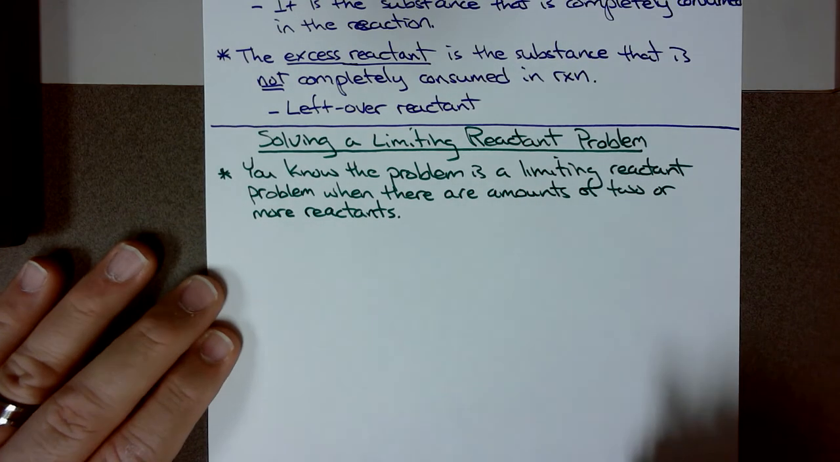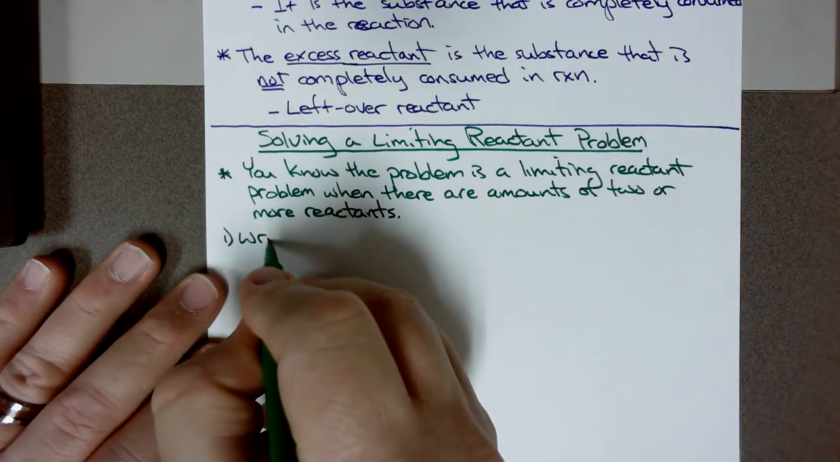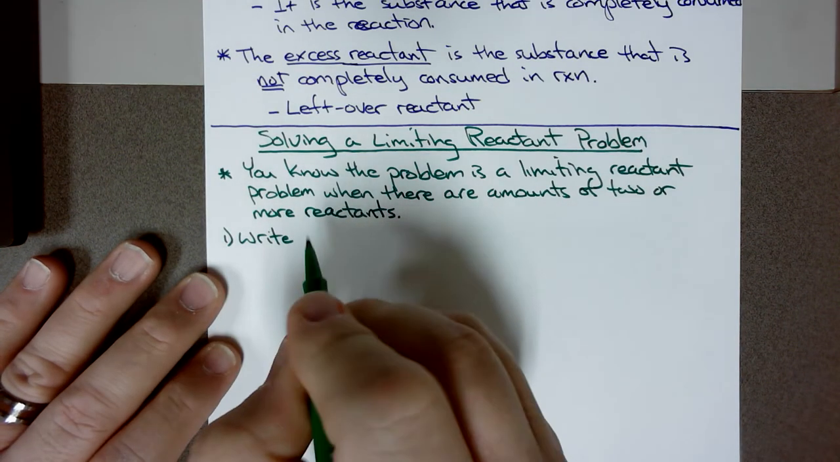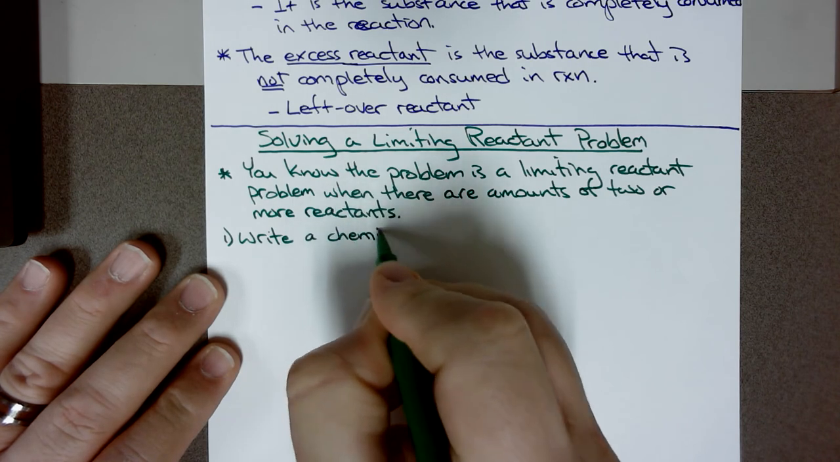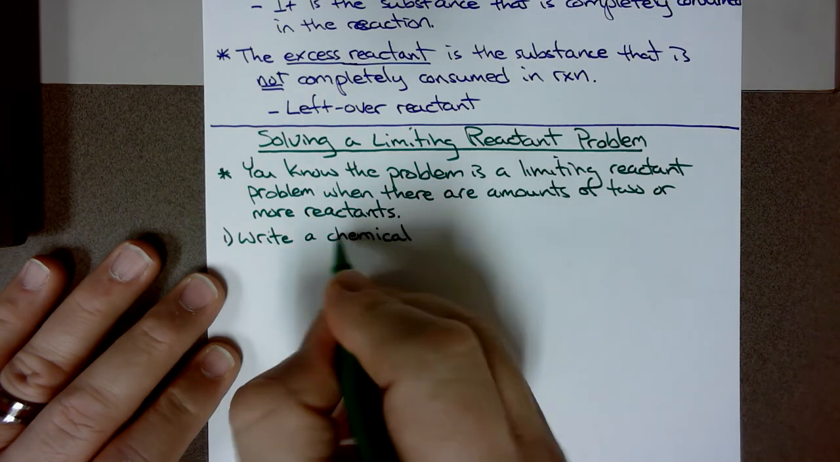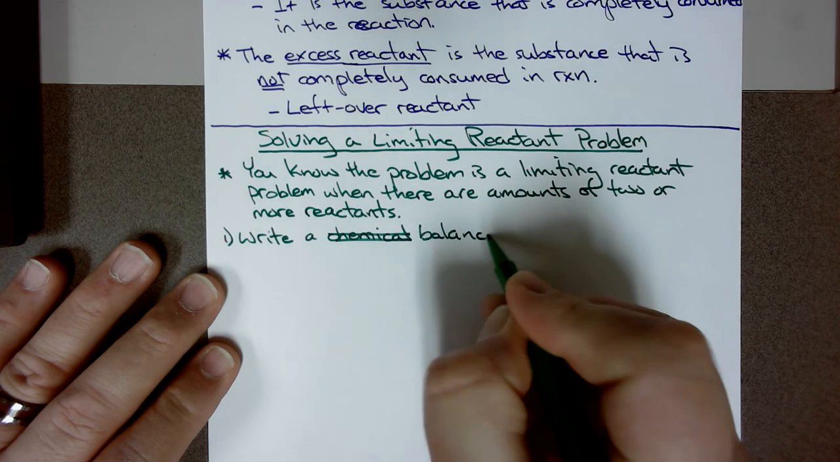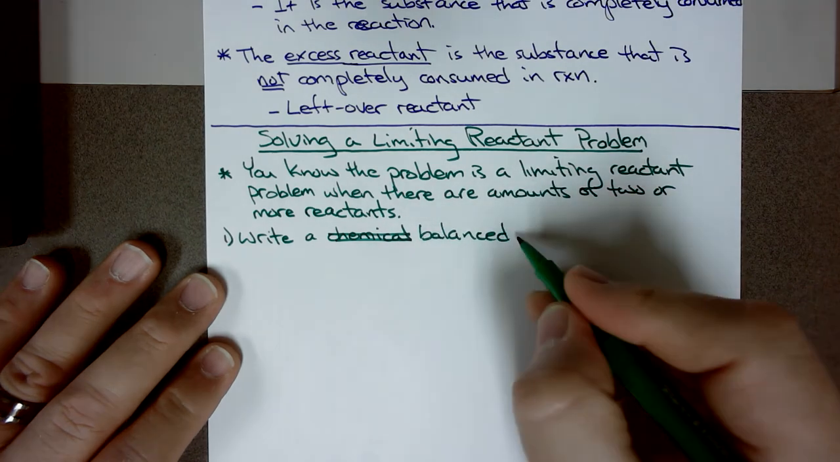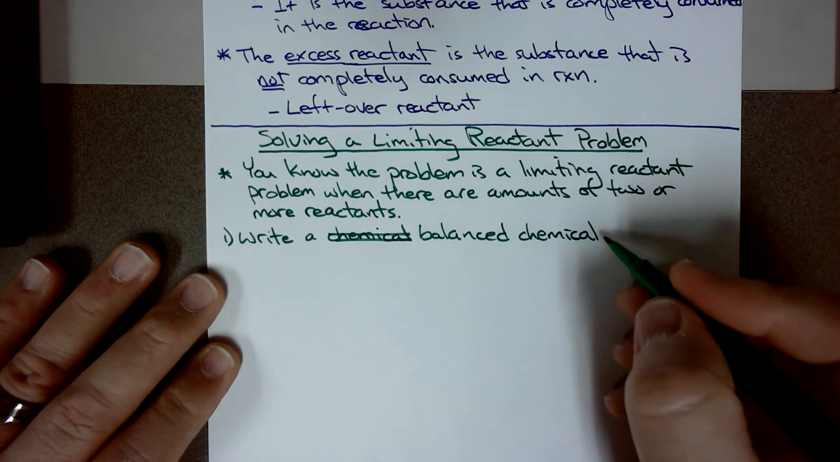To do that, number one, write a balanced chemical equation, because all stoichiometry is based on the coefficients of a balanced chemical equation. So that's very important. Anytime you have a chemical equation, make sure it's balanced.